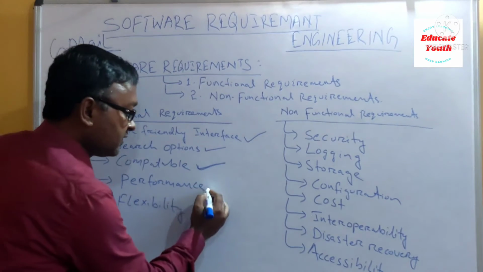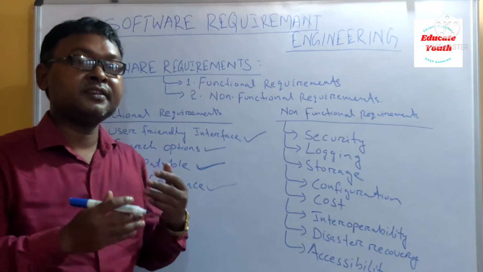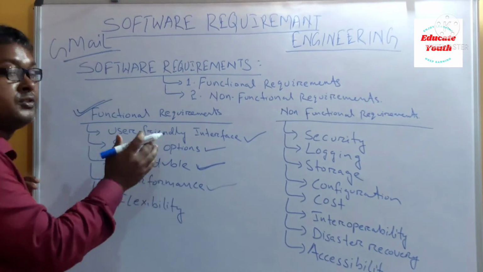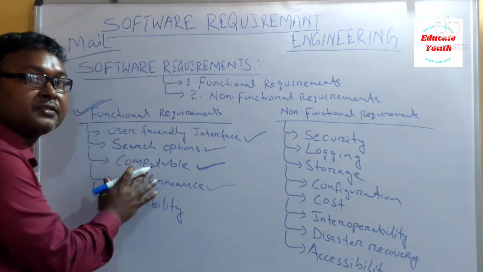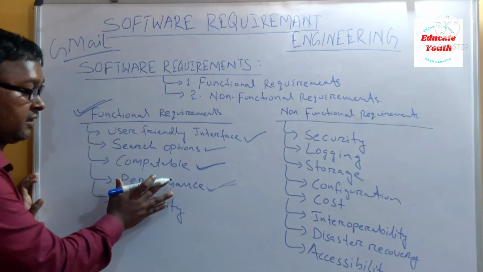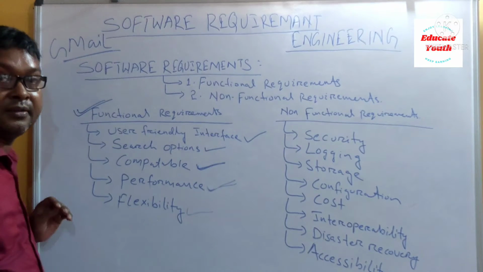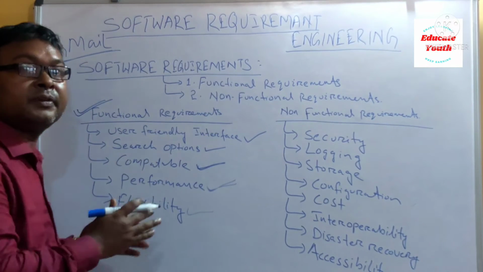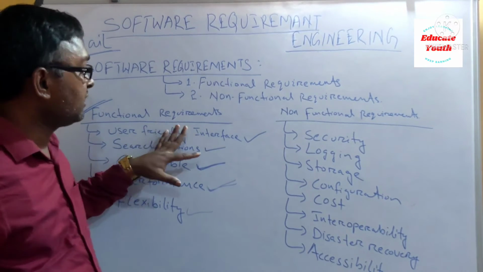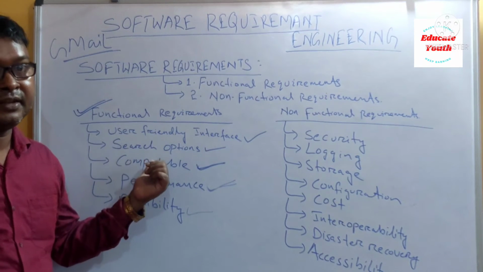The fourth one is performance. Your application should provide good performance. That is also a functional requirement which your application should have. Before developing your software, you should take this point into consideration, and your software should also be very flexible. These are the functional requirements which you should take care of while developing a particular software.